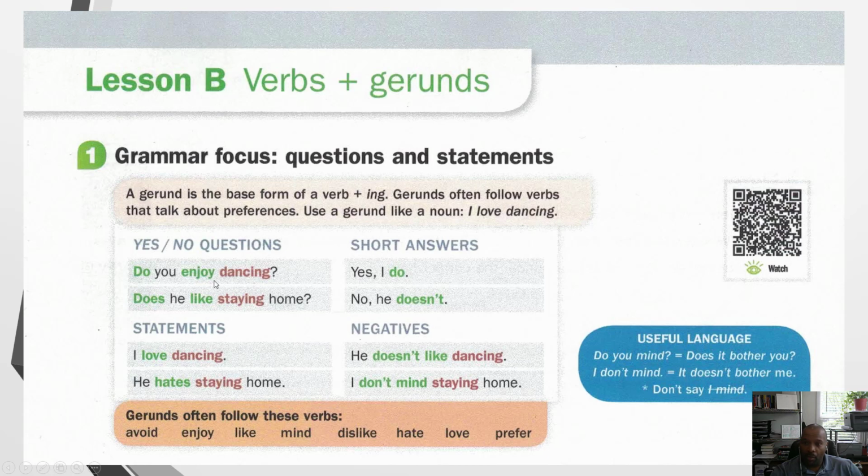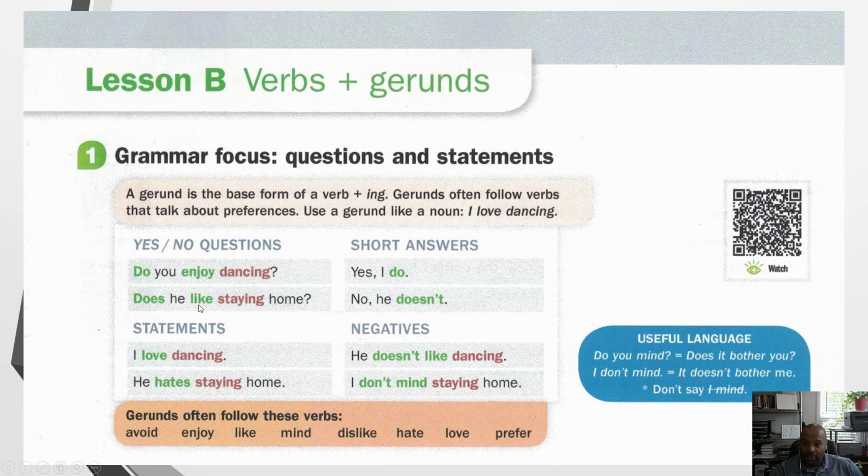All right? We use gerunds in yes or no questions. Do you enjoy dancing? So this is a yes or no question because the answer would be either yes or no, basically. All right? So let's look at our short answer. Yes, I do.